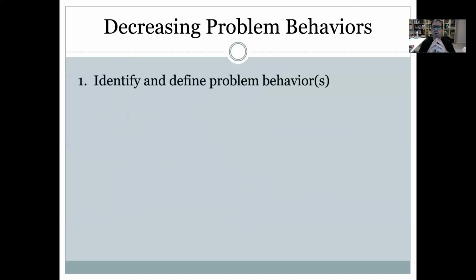So when we're talking about decreasing problem behavior, we're talking about identifying and defining the problem behavior, right? If you don't know what you're collecting data on, if you don't have an operational definition, and if you don't remember what an operational definition is, you can go back to the first couple of chapters in the book that talk about identifying behavior and defining the behavior that you want to study and you want to measure.